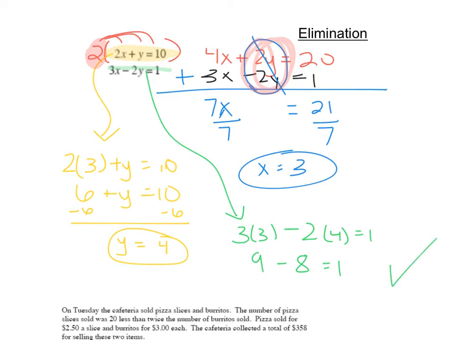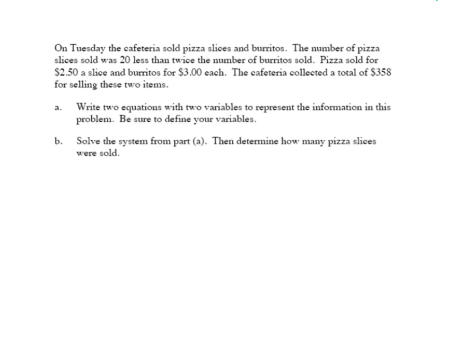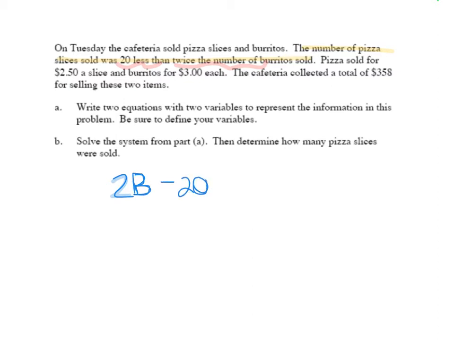Let's look at a word problem. On Tuesday, the cafeteria sold pizza slices and burritos. The number of pizza slices sold was 20 less than twice the number of burritos. So we need twice the number of burritos and 20 less than that. So I'll start writing this equation: twice the burritos, 2b, and 20 less, so minus 20. That will give us the number of pizza slices.